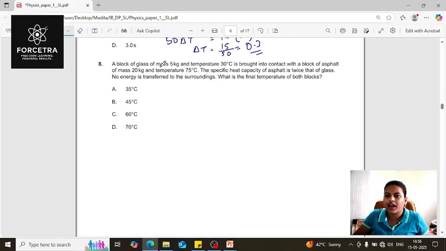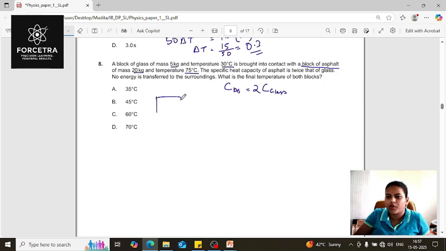A block of glass of mass 5 kg and temperature 30 degree is brought in contact with a block of asphalt of mass 20 kg and temperature 75 degree. The specific heat capacity of the asphalt is twice that of glass. No energy is transferred to the surrounding. What is the final temperature of the two blocks?